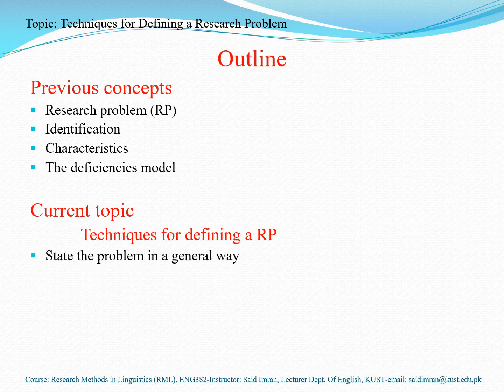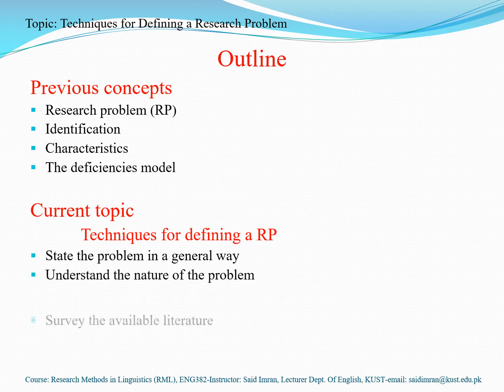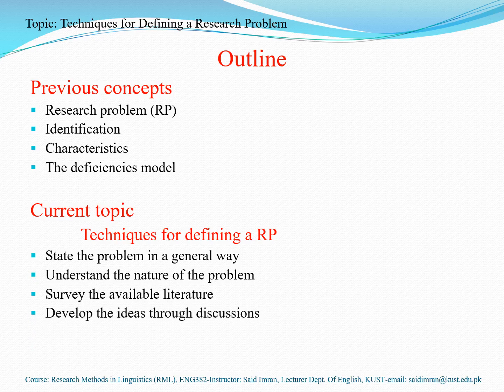Here we will focus on some techniques which would help us define a research problem appropriately, like state the problem in a general way, understand the nature of the problem, survey the available literature, develop the ideas through discussion, and lastly, we will talk about how to rephrase the research problem.